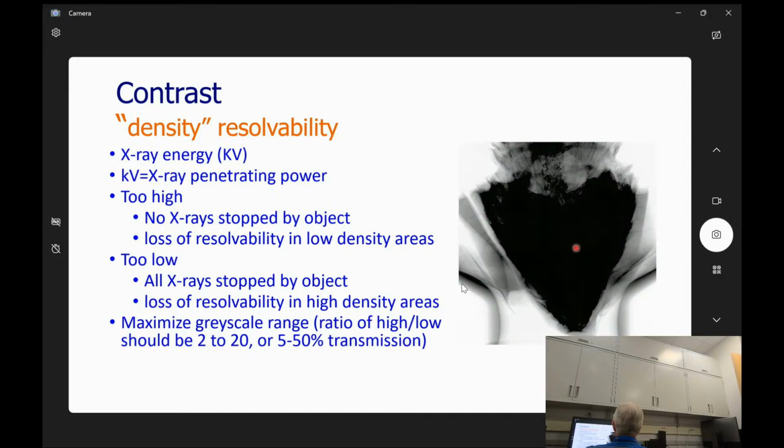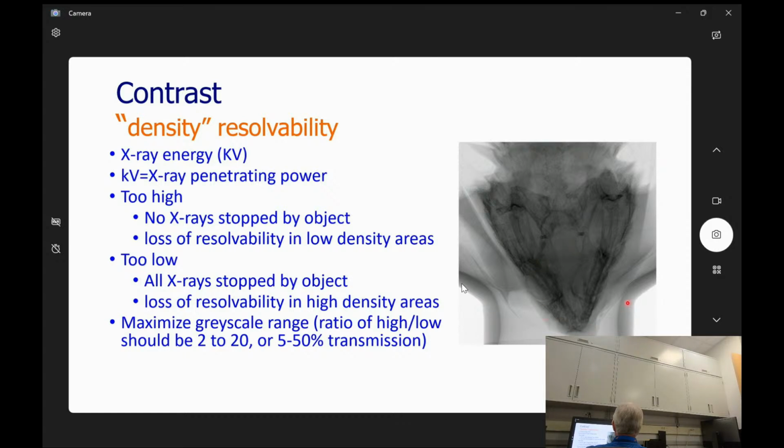What we'd like to do is set up our 2D projections such that the ratio between the high transmission areas, say here, and the low density areas are in the 2 to 20 range. So if I divide my high energy, say that's 10,000, and this is at 2,000, so I've divided that, I've got a ratio of 5. I'd like it to be in this 2 to 20 range, which translates to 5 to 50% transmission. We'll hit on that again later.